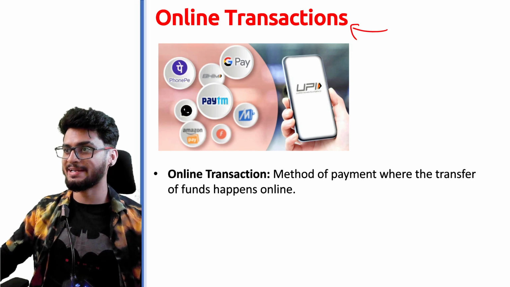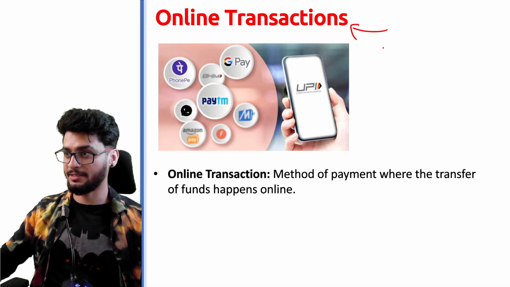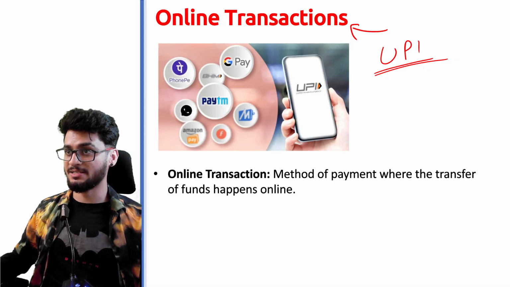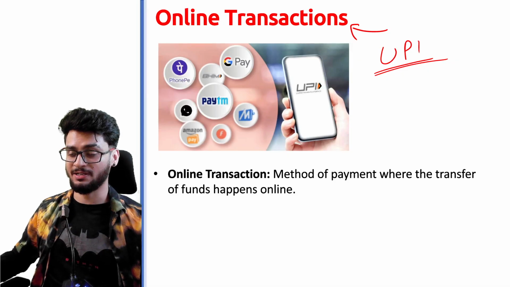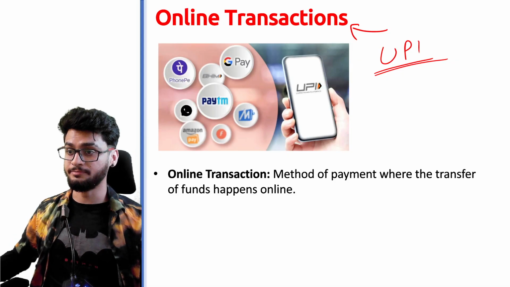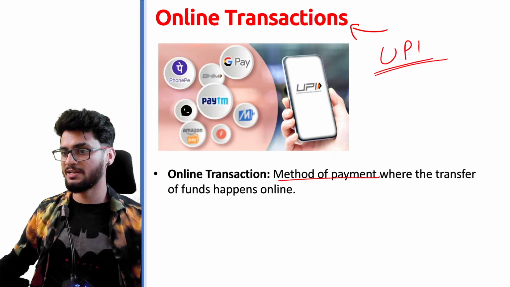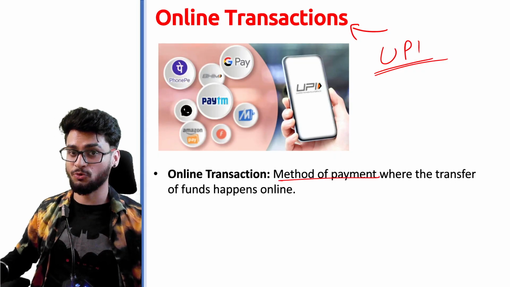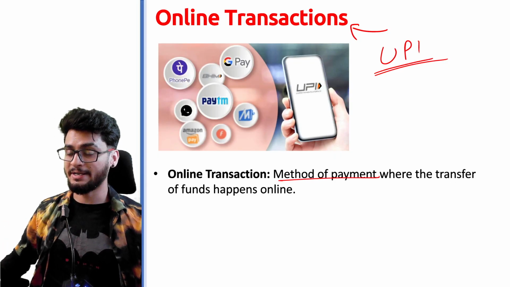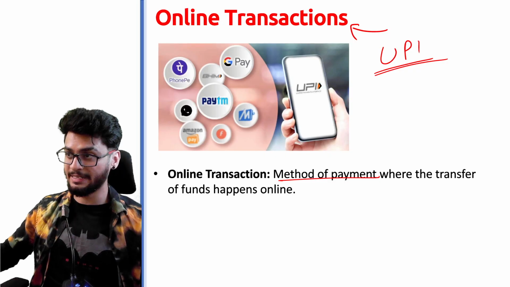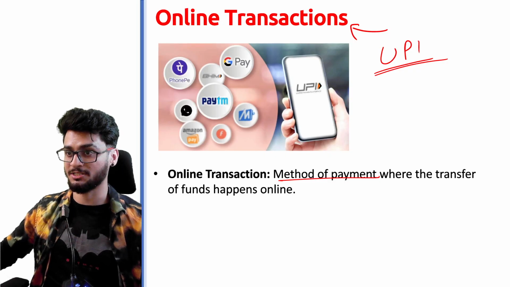टॉकिंग अबाउट ऑनलाइन ट्रांजैक्शंस, हम लोग ने देखा है यूपीआई इज़ द मोस्ट बेनिफिशियल ऑनलाइन ट्रांजैक्शन वे टू सेंड फंड्स अक्रॉस द कंट्री. सो ऑनलाइन ट्रांजैक्शन क्या होता है? मेथड ऑफ पेमेंट वेयर द ट्रांसफर ऑफ फंड्स हैपन्स ऑनलाइन. आपको कैश देने की ज़रूरत नहीं है, इलेक्ट्रॉनिकली आपके बैंक अकाउंट से फंड्स डिडक्ट होते हैं एंड आप जिसको सेंड कर रहे हो उसके बैंक अकाउंट में वो फंड्स ऐड हो जाता है.